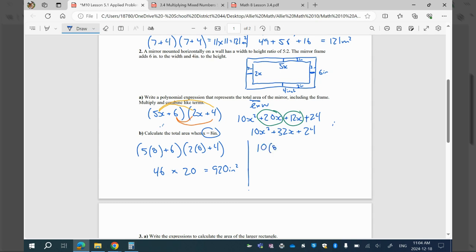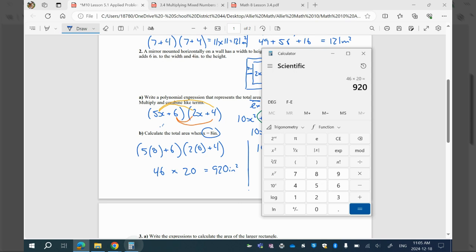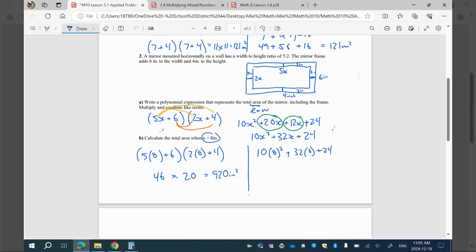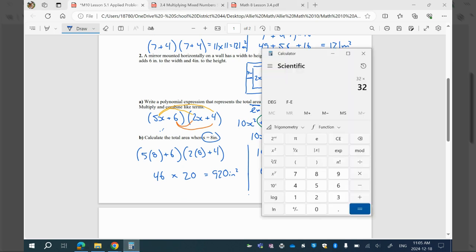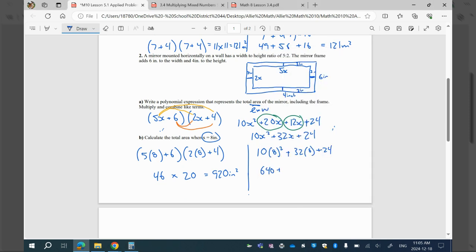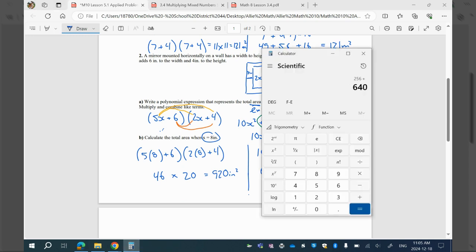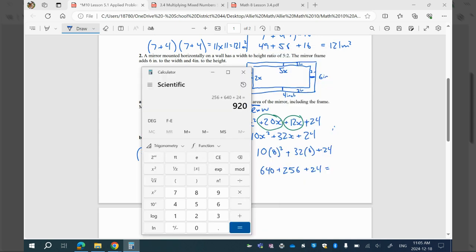10 times 8 squared plus 32 times 8 plus 24. Okay, so here we have 8 squared, you'll recall, is 8 times 8 is 64. 64 times 10 is 640 plus 32 times 8, 256, plus 24. And let me just confirm, 640 plus 256 plus 24 equals 920. Ooh.